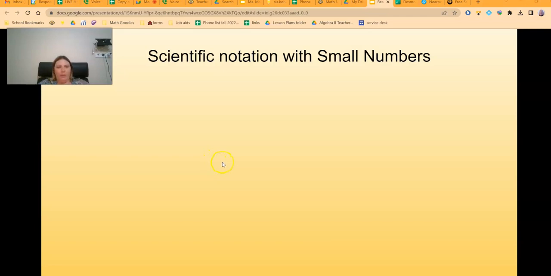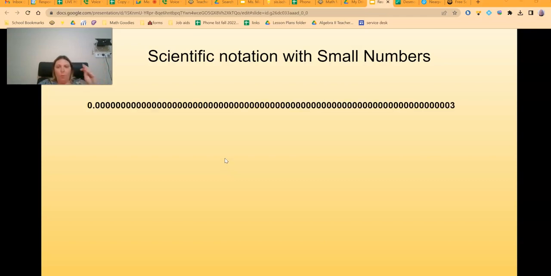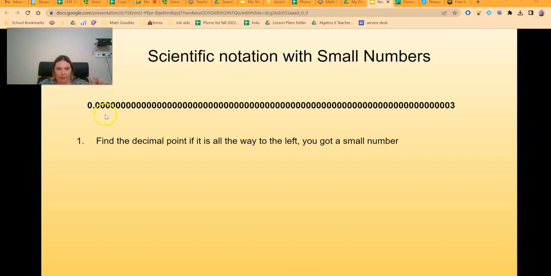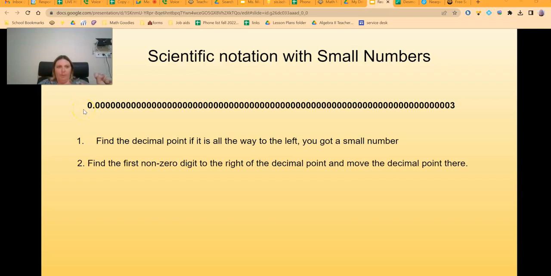All right, now that we have learned all about converting big numbers into scientific notation, let's talk about small ones. So what if you have a small number? Yes, this is a small number. It's the one I showed you before. How do I know it's the small number? I know it is because it has a decimal point all the way to the left. You got your decimal point all the way to the left, you got a small number.